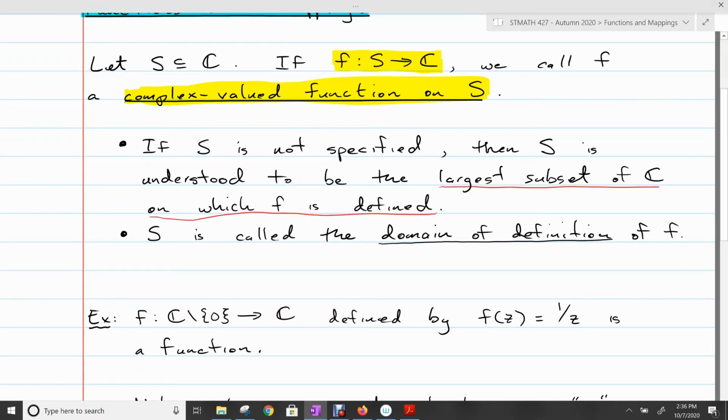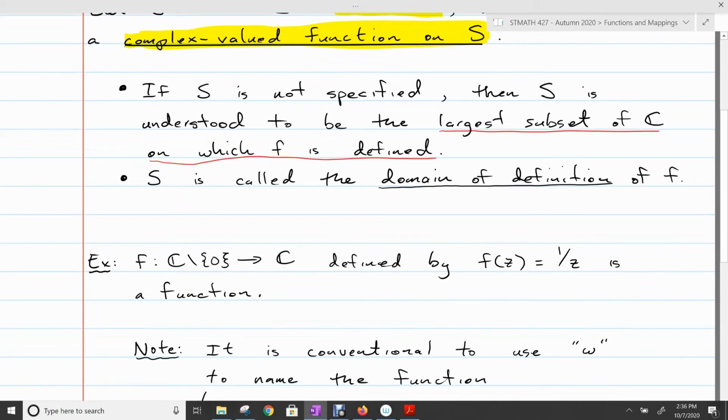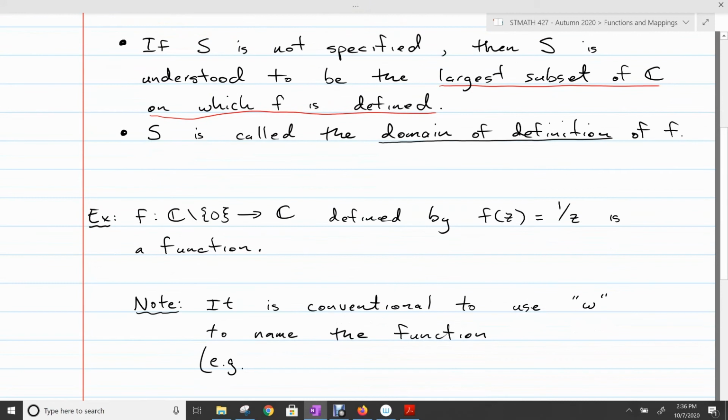We do this sort of thing with real valued functions all the time. Like if I give you the function, I say f of x equals square root of x, then you'll understand without me saying so that the domain of that function would be the set of x's where x is greater than or equal to 0. So we'll have similar considerations here in the complex plane. Usually we avoid dividing by 0 and things of that nature.